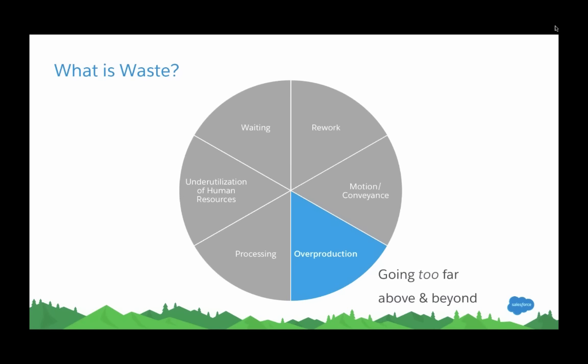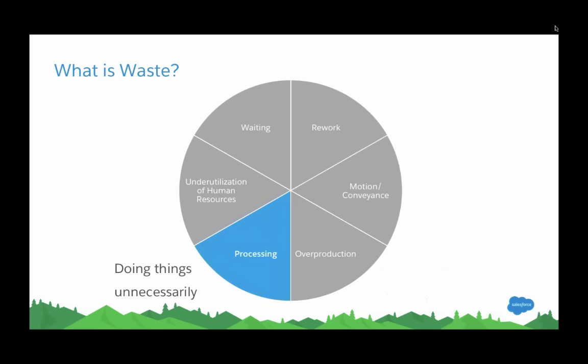So processing. This one's quite close to overproduction. It's doing things unnecessarily or added steps. So think about this one in terms of, I would have been able to do my job right away, but I had to dig this up and then the other thing that came up before I could actually move forward and do the thing that I intended to do. Doing non-value added things unnecessarily. That's processing. This one is a big one for me.